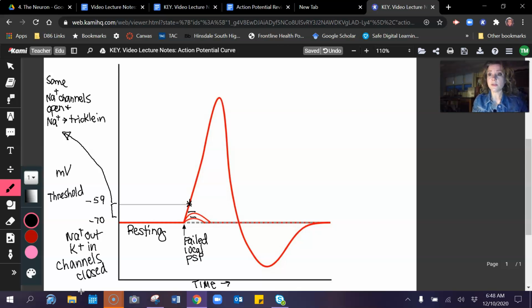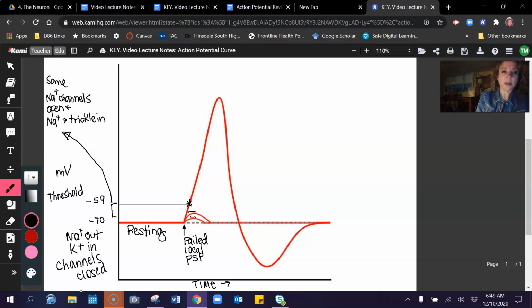If enough sodium ions trickle into the cell to raise the membrane potential in that area from negative 70 to negative 59, then we're going to have this chain reaction that occurs, right? If the local area that receives the stimulus reaches negative 59, that's going to cause sodium channels in the periphery to open and allow sodium ions in, and cause those membrane potentials to raise up to negative 59. And then that's going to cause other ones to do the same, and others. And then it just kind of repeats, like a wave.